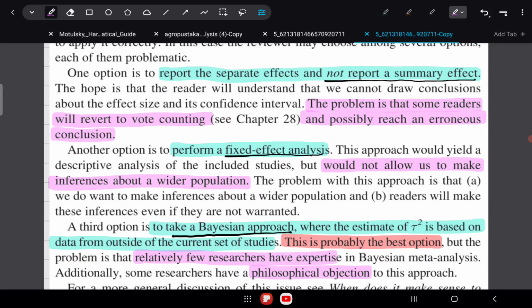We went with random effect modeling because we were expecting that the effect sizes vary across our distribution. So there was a rationale to go for random effect modeling, right? So this approach may also not be correct, right? The problem with this approach is we do want to make inference about a wider population. We wanted to generalize, now we cannot generalize because we have gone for fixed effect modeling, and readers will make these inferences even if they are not warranted. So the purpose of doing the meta-analysis is not solved. Basically your goal was to generalize, and now you cannot generalize because you have reverted to fixed effect model.